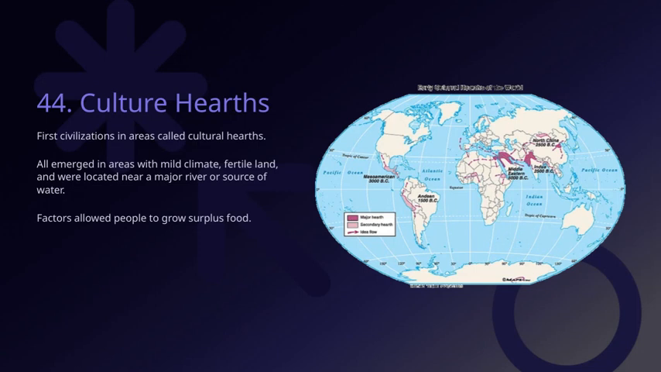Factors that allowed people to grow surplus food all emerged in areas with mild climates and fertile land. These regions were typically located near major rivers or other sources of water, which made farming easier and more productive. Because of these favorable conditions, the first civilizations, often called cultural hearths, developed in these areas. These hearths are essentially the birthplaces of early culture and society, where agriculture and other advancements first took hold. Recognizing these key factors helps us understand how environment shaped the development of the earliest societies and their ability to sustain larger populations.